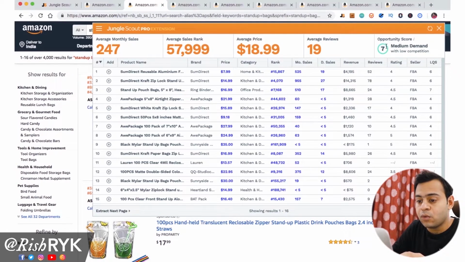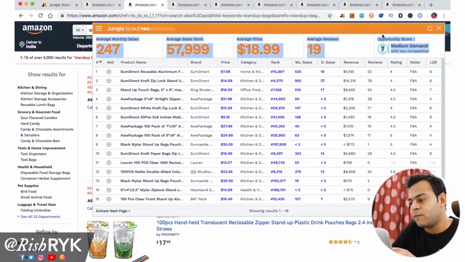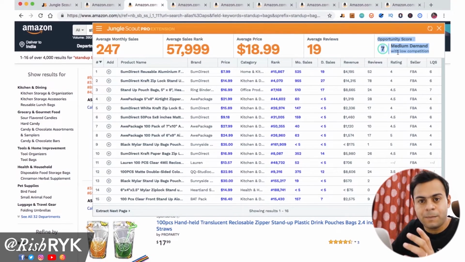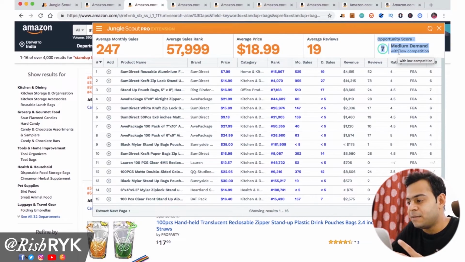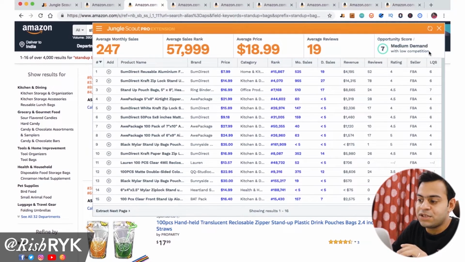I want you to ignore this top column of the JungleScout Chrome extension, because that can be very, very misleading at times. I don't want you to look at this number at the top which says, wow, the opportunity score for this product is 7 out of 10, and it has medium demand and low competition. If you just look at this number and completely depend on it, I'm telling you, you're taking a big risk on your business, on your money, and on your investment.